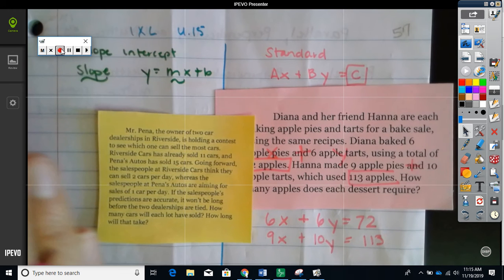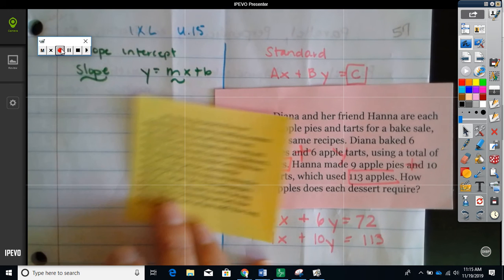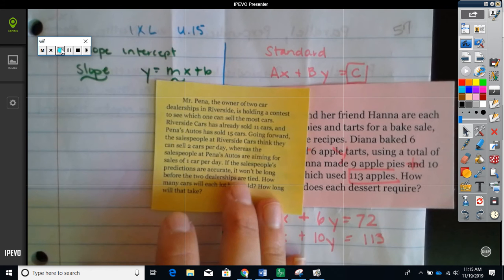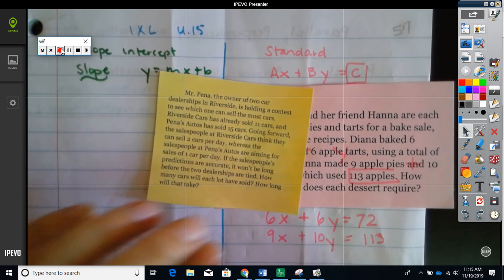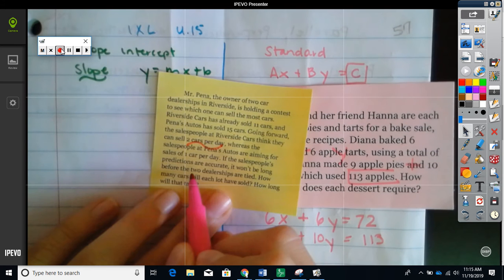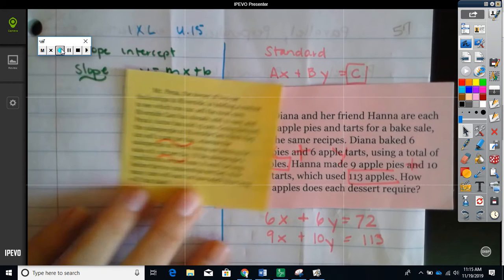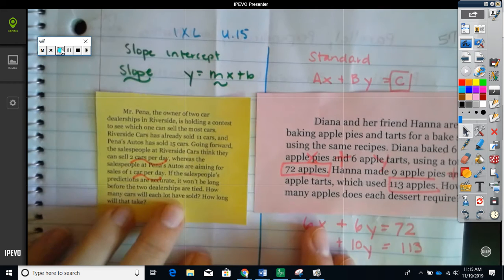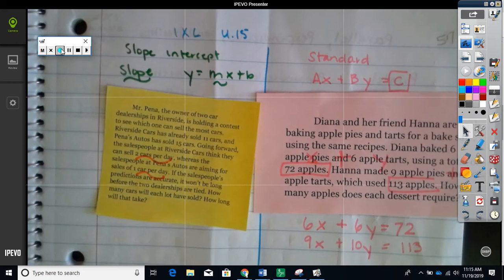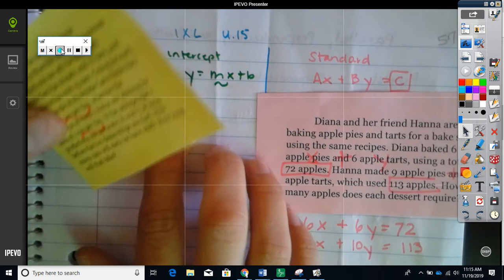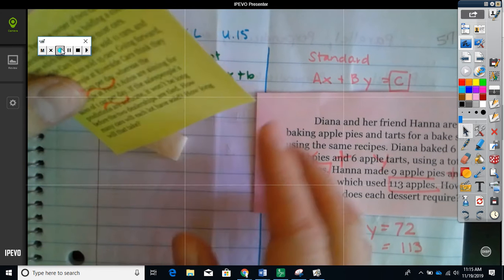Alright, now the yellow one, I asked Lila earlier, where did you put the yellow one? Did you say that was slope-intercept or standard? And I asked you why, and you said, it says 2 per day, and the other one says 1 per day. So that means you've got a slope, because something is happening per, every, each. That's your movement. So if you haven't already, tape it or glue it into slope-intercept form.